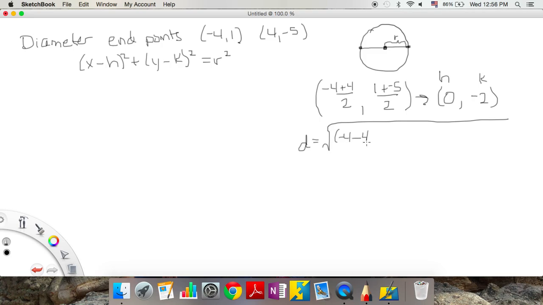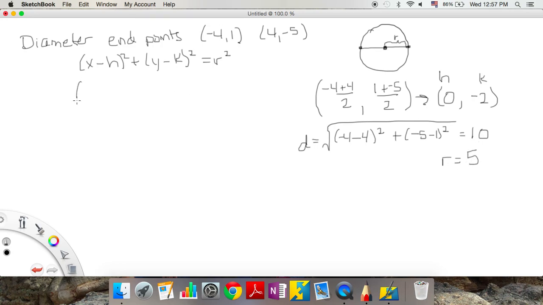We have (-4 minus 4) squared plus (-5 minus 1) squared. So if we calculate that out, we have 8 squared is 64, 6 squared is 36. Add them together, you have the square root of 100, which is 10. So that means our r, our radius, is half of that, which is 5.